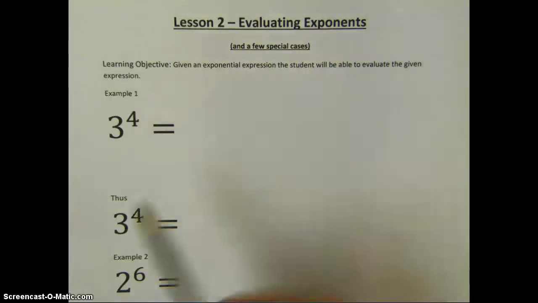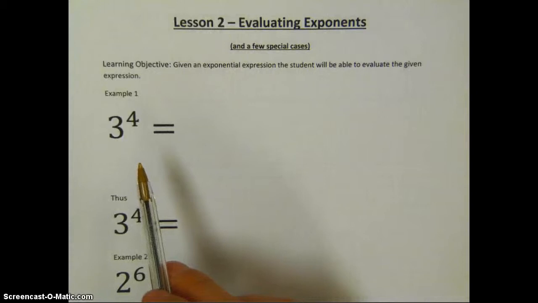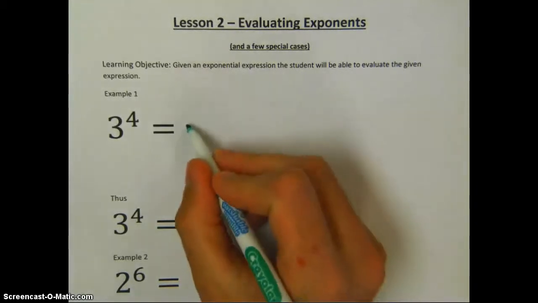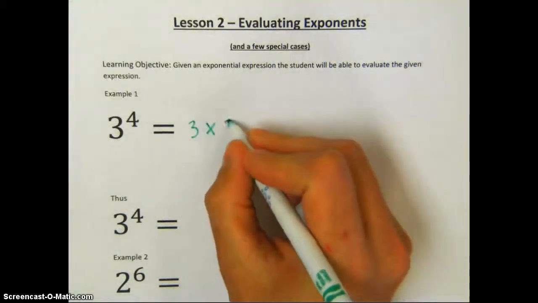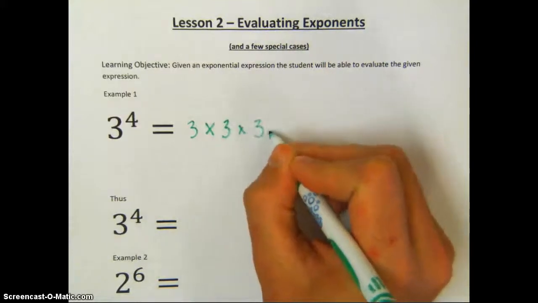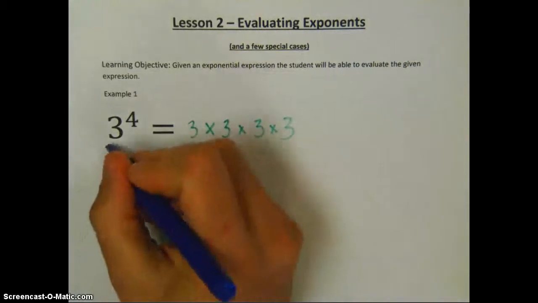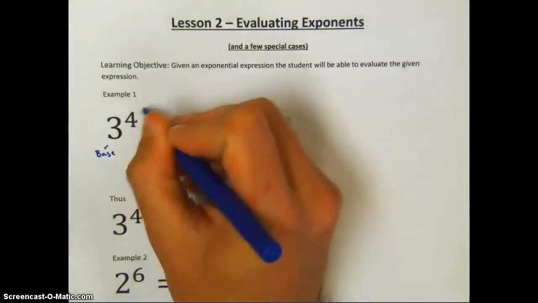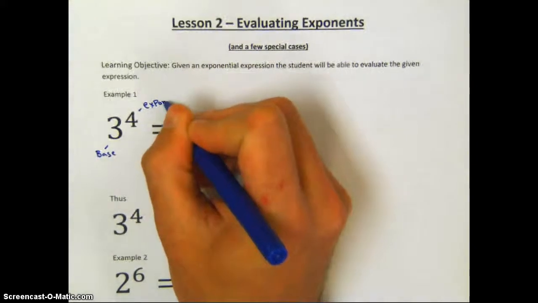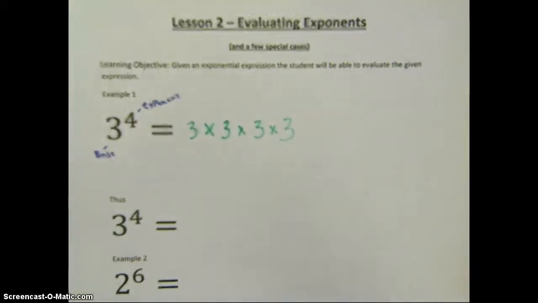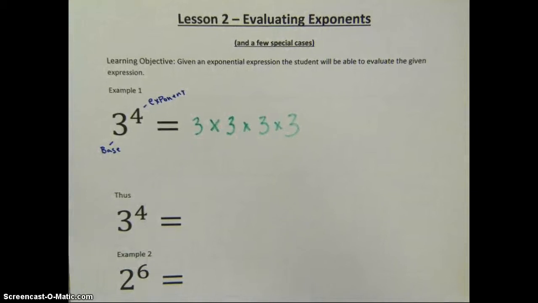Alright, let's start off by looking at the problem that we had yesterday. What we're going to be doing a lot of today is expanding these out. So let's expand this problem out. And you should remember that 3 was our base number and 4 was our exponent. And the base just tells us what number to use, and the exponent tells us how many times.